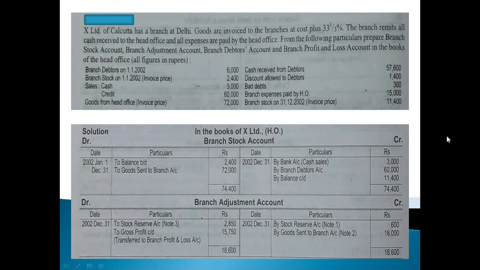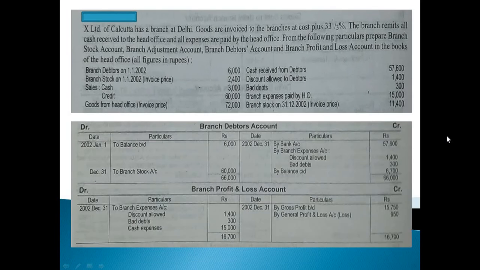And so also the loading on closing stock will appear on the debit side, that is to stock reserve account for rupees 2,850. So you can see from the branch stock account, the closing stock appears on the credit side and the loading on the branch adjustment account appears on the debit side. So let me repeat it again, the loading on opening stock and closing stock has been transferred to the stock reserve account. So under this case, the credit side is greater than the debit side, so the balance left on the debit side will be the gross profit, which has to be transferred to the branch profit and loss account.